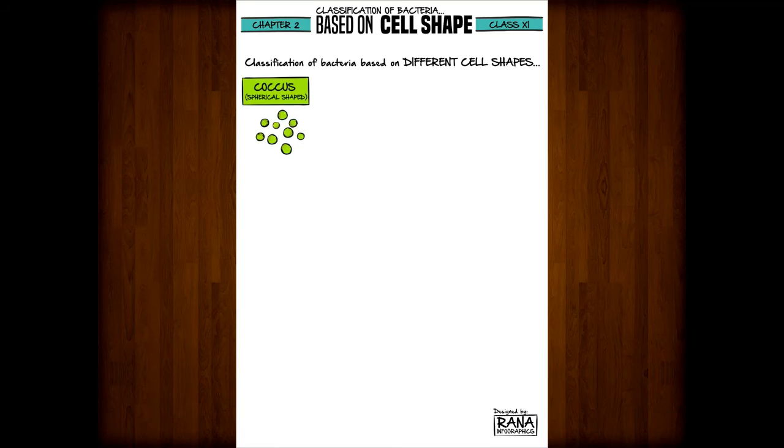Next, we have the classification of bacteria based on their cell shape. First, we have the coccus or cocci for plural. These are spherical shaped or elliptical in shape. These are the smallest bacteria. These are maximum resistant bacteria. The cell wall of cocci may be gram-positive with thick peptidoglycan layer or may be gram-negative with thin peptidoglycan layer.